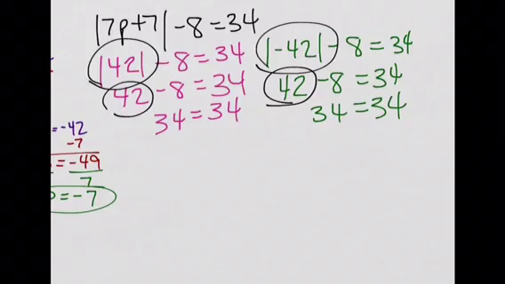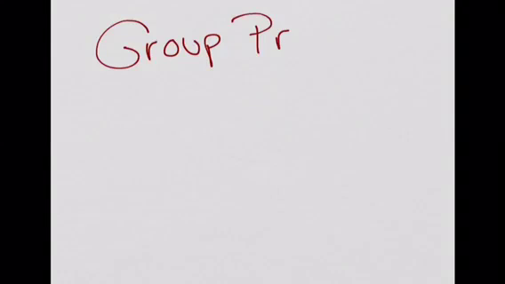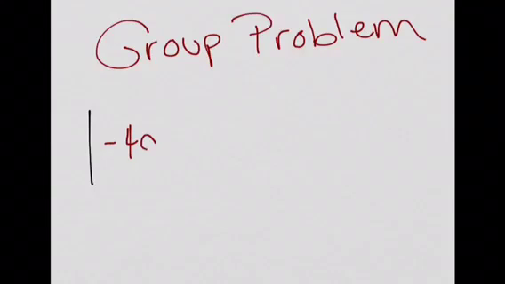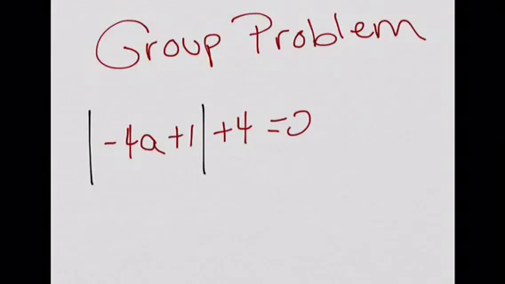Okay, the problem that I want you to do as a group, let's zoom in here a little bit. This is going to be your group problem. I want you guys to do this as a group. Pause the video, work the problem out, and then you can restart the video and see if you got your answer right. Your group problem is going to be the absolute value of negative 4a plus 1, close your absolute value, plus 4 equals 25. What I want you guys to do is pause the video, work it out, see the answers that you get, check your answers, and then turn the video back on and see if you guys actually got the right answer. Okay, so go ahead and pause it now.